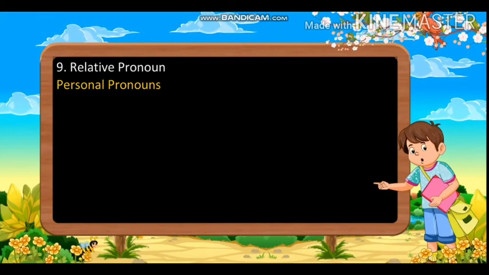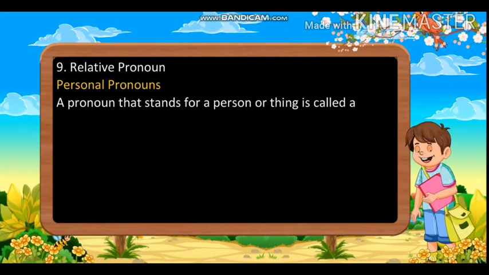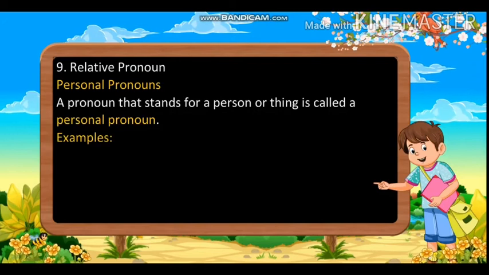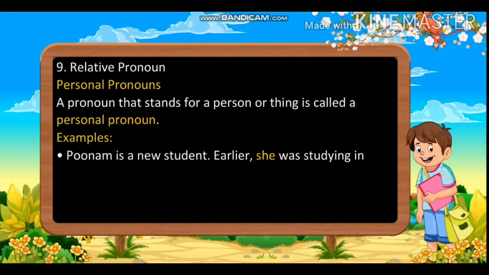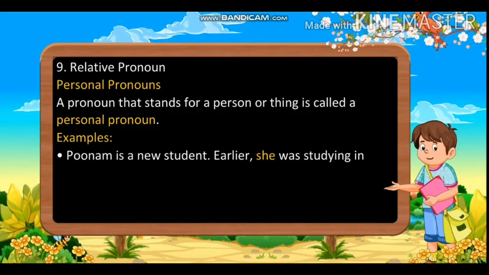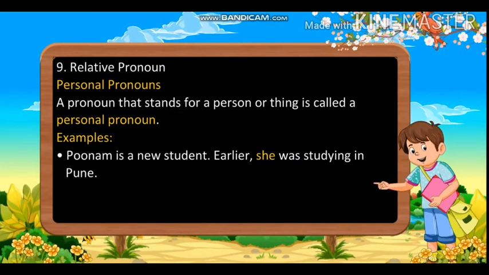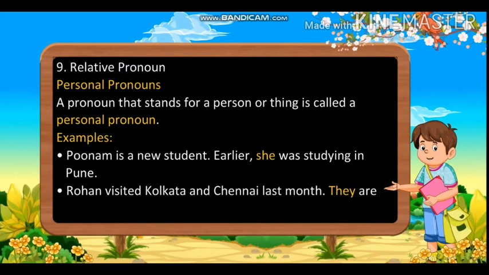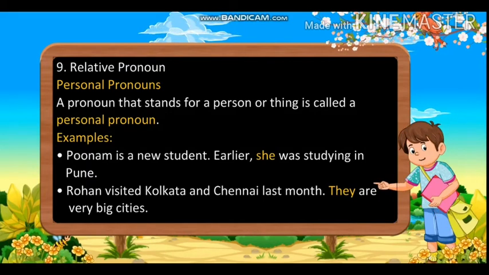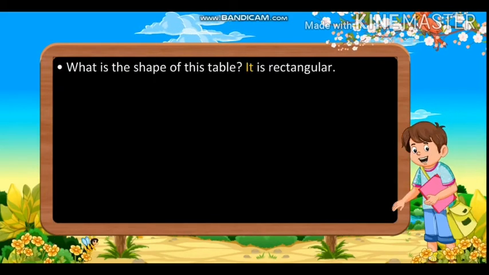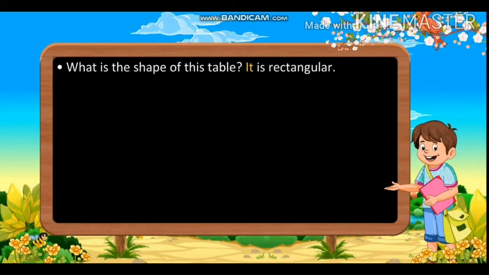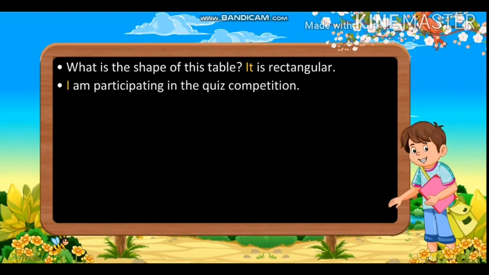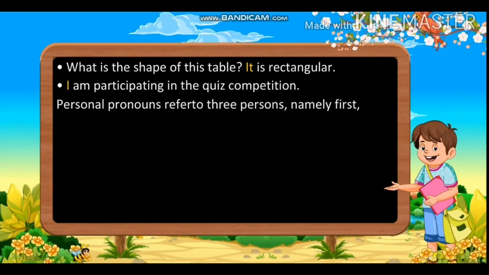Let's start with personal pronouns. A pronoun that stands for a person or thing is called a personal pronoun. Examples: Poonam is a new student. Earlier, she was studying in Pune. Rohan visited Kolkata and Chennai last month. They are very big cities. What is the shape of this table? It is rectangular. I am participating in the quiz competition.